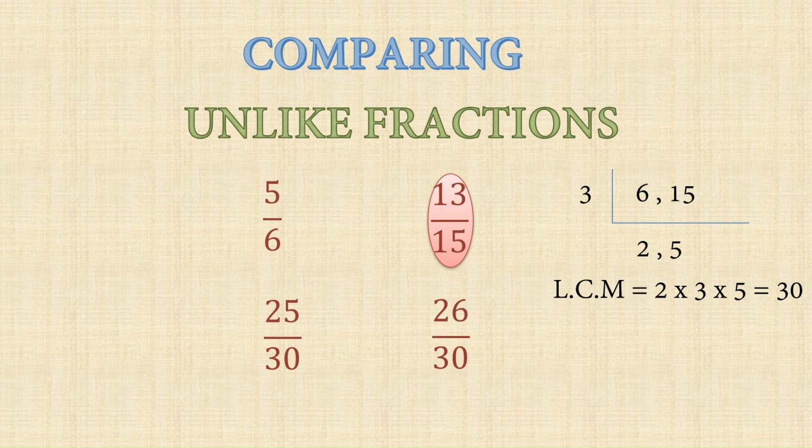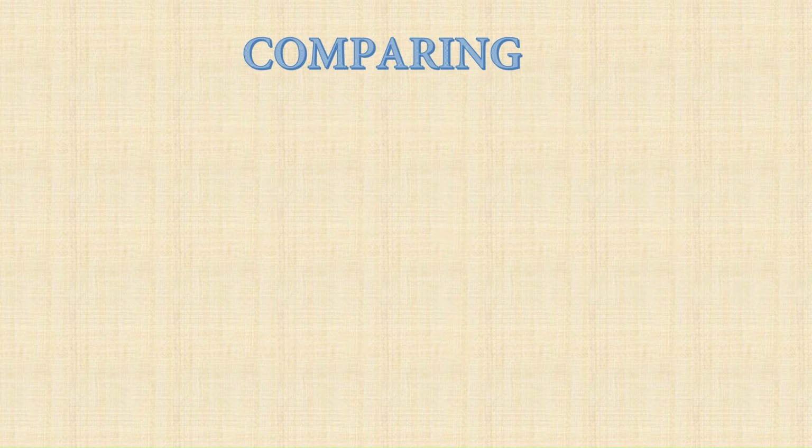Now, this is the same case as comparing like fractions. Denominators are similar, so just compare the numerators and we can tell that 26 upon 30 is greater. So, from the original fractions, we have 13 upon 15 is greater compared to 5 upon 6. Now, let us practice comparing fractions using some examples.